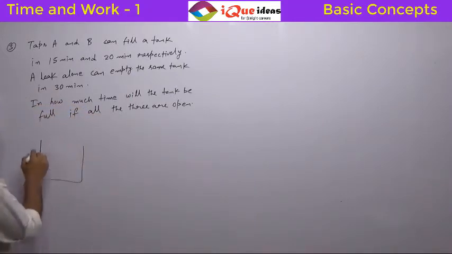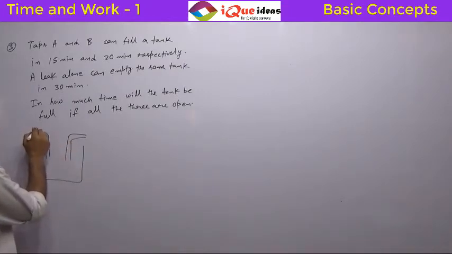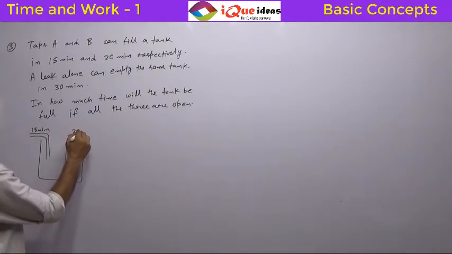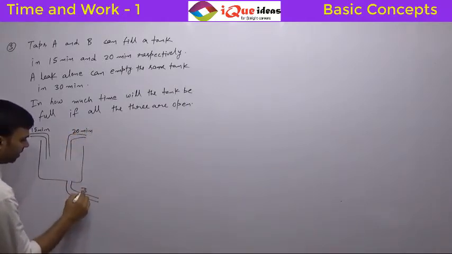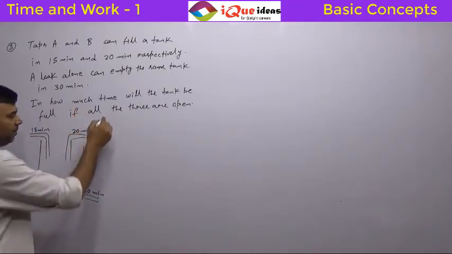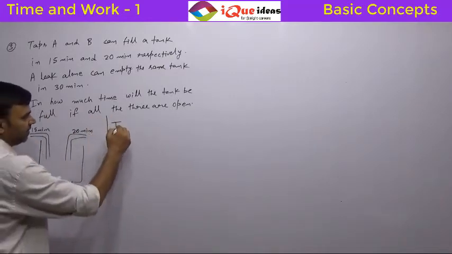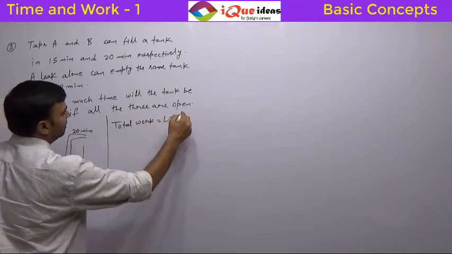So this is the tank. There are two fillers. One of them takes 15 minutes, one of them takes 20 minutes to fill the tank alone. And there is a leakage which takes 30 minutes to empty the full tank. Now see, very simply, because there are more than two workers, we'll simply use the LCM method. And in the LCM method, what do we do? We take total work equal to the LCM of their times.